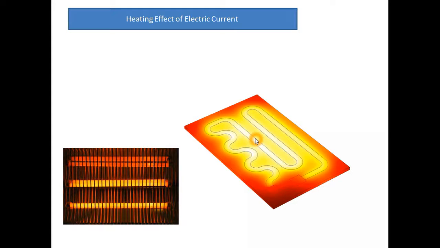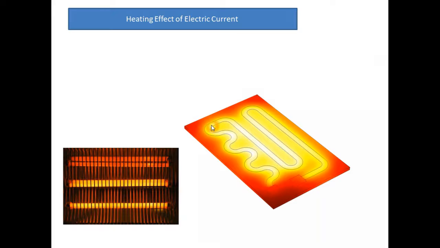Now, an electric current can produce three important effects. You can see the very important effects due to electric current. These are heating effects, magnetic effects, and chemical effects. Today, we are going to discuss the heating effect of electric current.